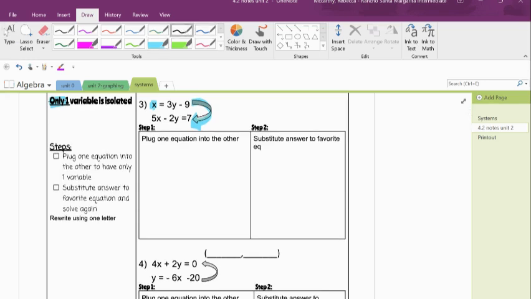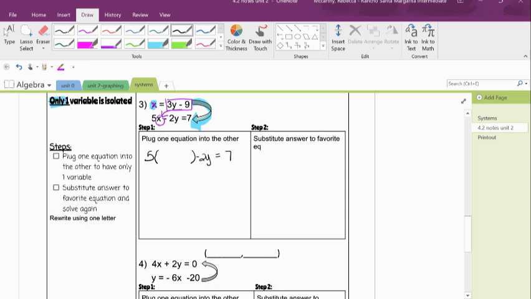Let's see. So here I have 5. And do you see this x here? So my x is here, and all of this is going to be replaced in there. So I'm going to write it as 5, and then parentheses, and I'll leave space for all that, minus 2y is equal to 7.